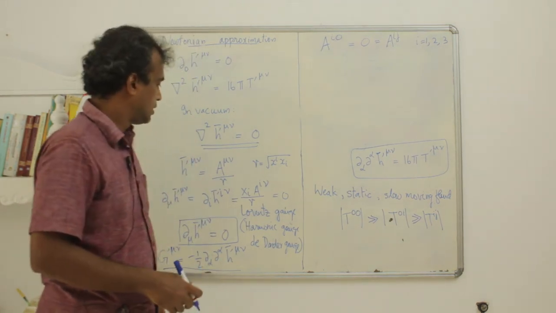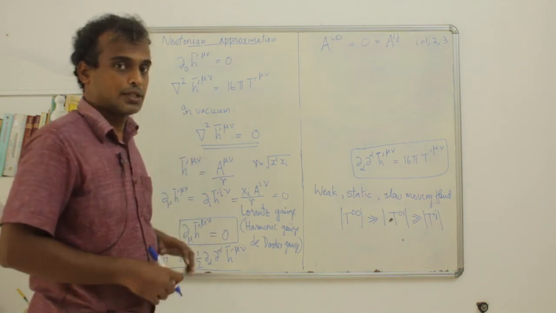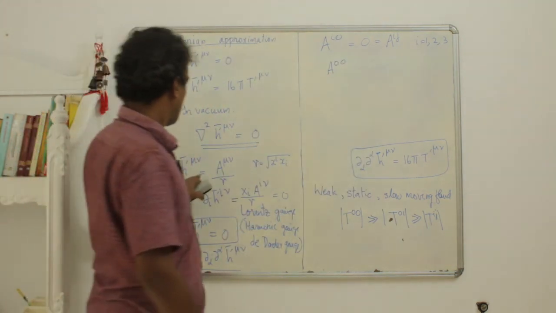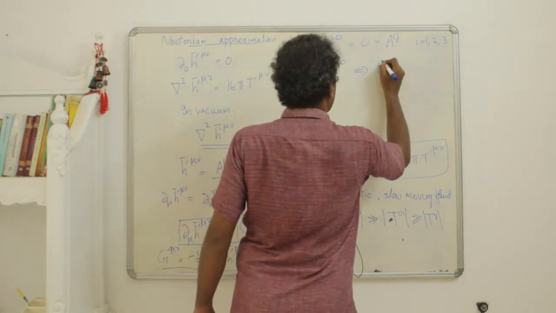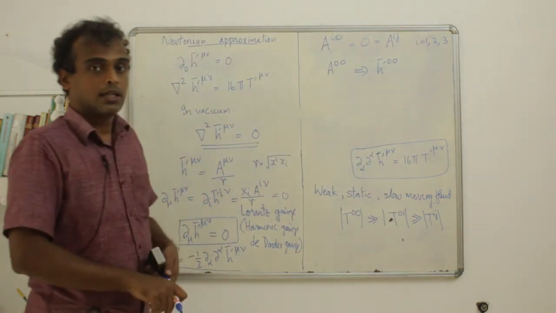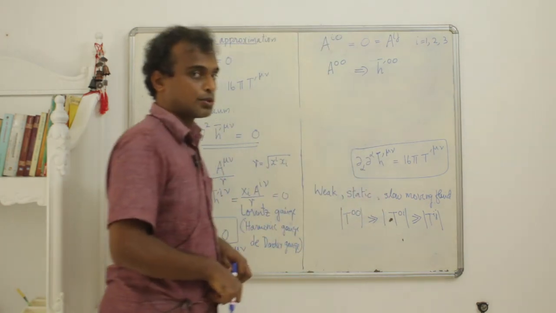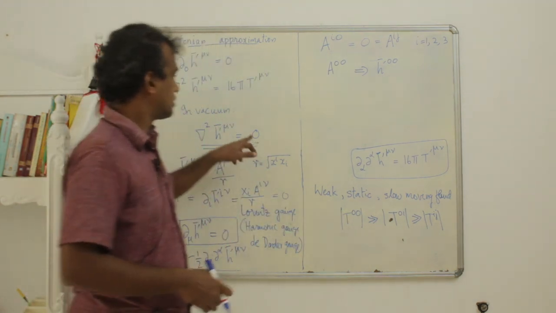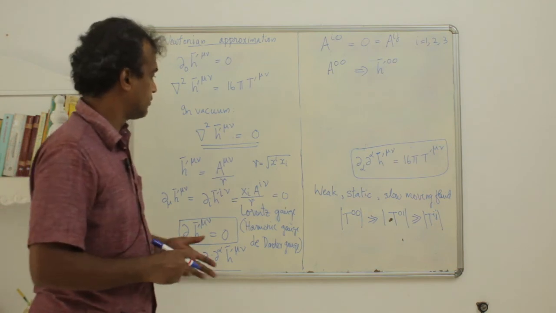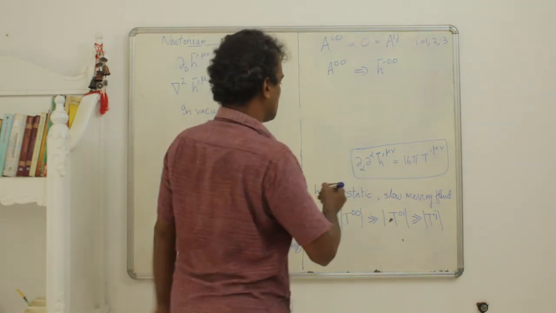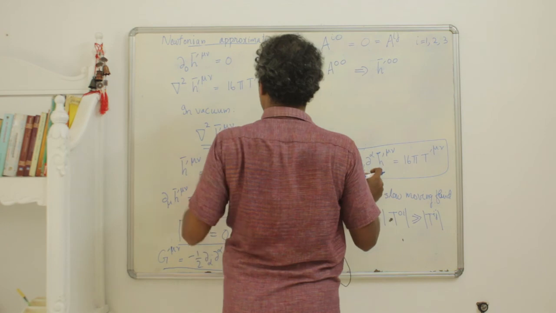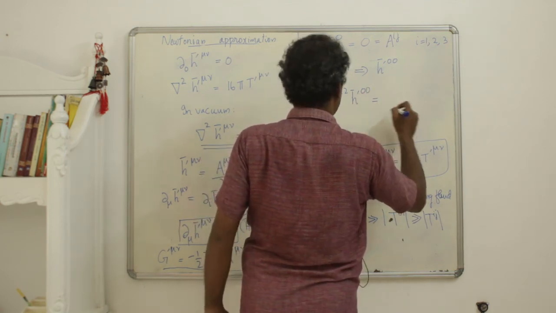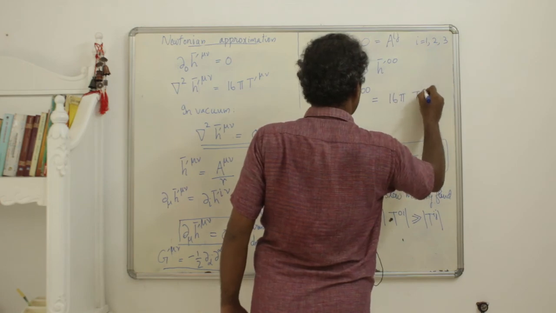Thus, we conclude that in Lorentz gauge, the only significant component would be the a 0 0 component, and thus the only non-zero component of h bar prime should also be the 0 0 component. Since we have already seen that for a slow moving fluid, it's the t 0 0 component that will be the only significant component, the Einstein equation would reduce to a form del square of h bar prime 0 0 equal to 16 pi t prime 0 0.